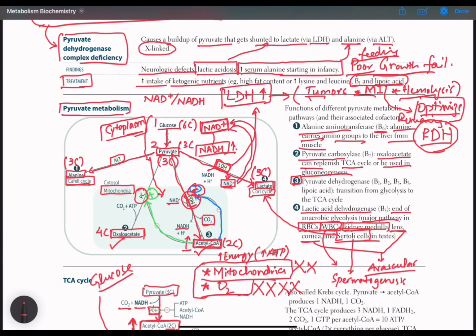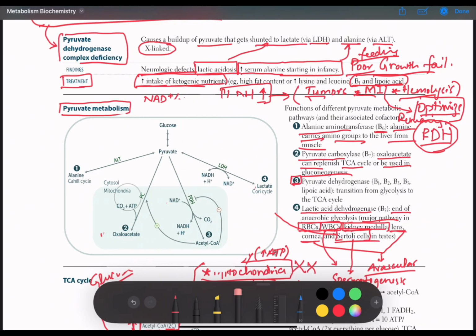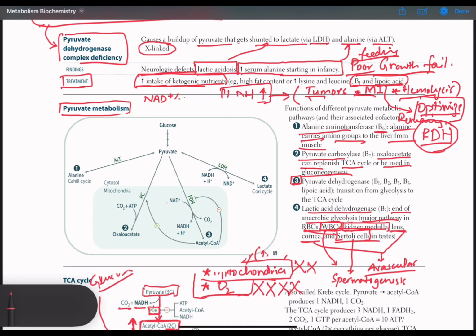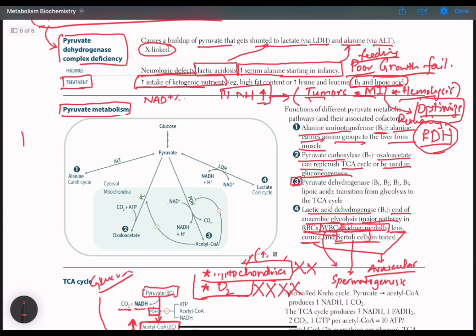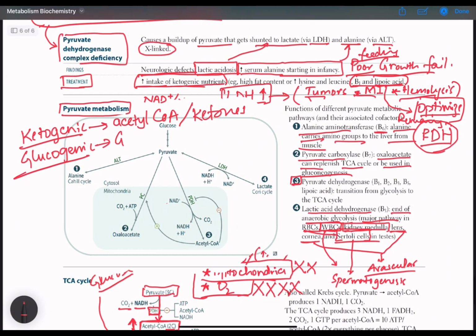And what is the function of the ketogenic diet? Since the patient cannot convert, before going into further details, what are ketogenic substances and what are glucogenic? Ketogenic are those substances which are converted into acetyl-CoA or ketones, while glucogenic are those substances which are converted into glucose or TCA cycle intermediates.